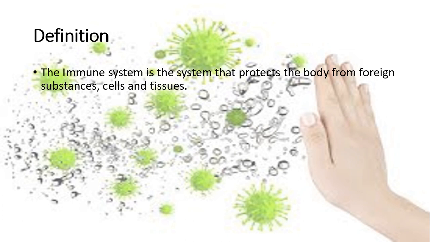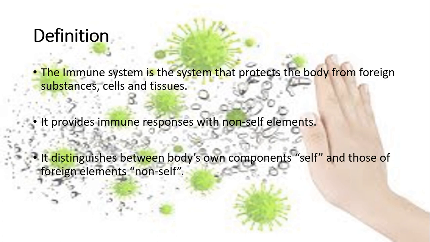First of all, we're supposed to know what the immune system is. It is one of the systems of our body, a very important system that deals with the protection of our body from any foreign substance, from any foreign cell or tissue. Of course, when it detects any non-self element, so any element that doesn't belong to the body, an immune reaction or an immune response is going to be carried out.